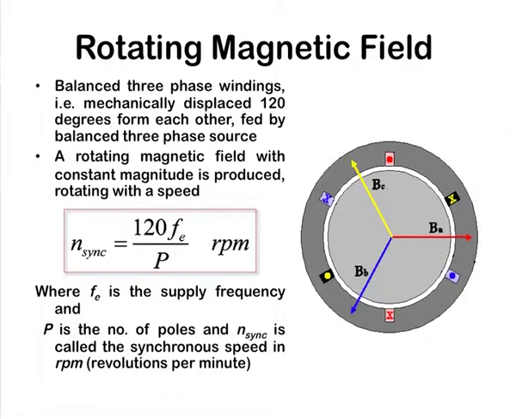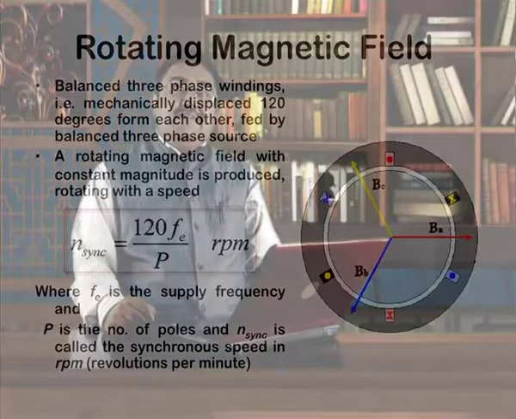How is a rotating magnetic field produced? Let us see. Balanced three phase windings are there. When I say balanced three phase winding, it means they are not only mechanically 120 degrees apart, but the currents flowing through them also have a 120 degree electrical phase difference. So, when a three phase supply is given to a three phase winding, current will flow through each winding. The result of this current is that a magnetic field is produced. This magnetic field will also be three phase in nature.